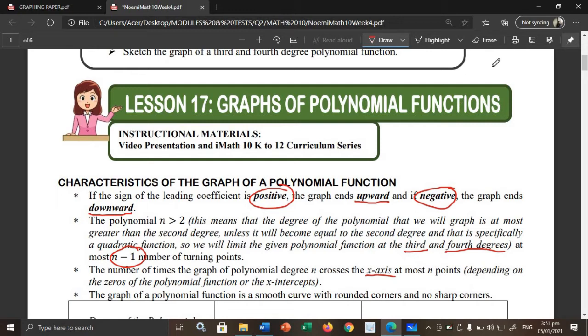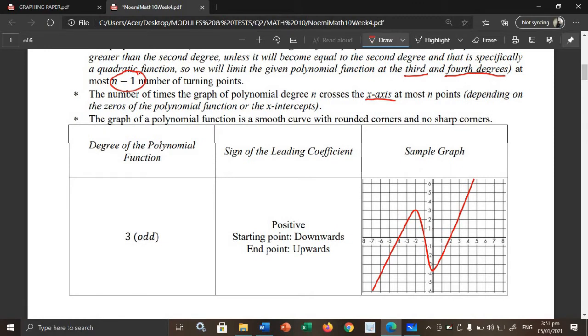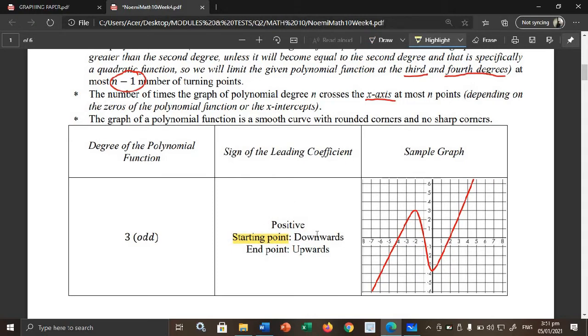Okay? So first, let's talk about the graph of a third degree function. So let's say we have the given third degree function. So 3, of course, is an odd number. Let's say the sign of the leading coefficient in the given third degree function is positive. So ang mangyayari sa graph niyan, ang starting point ng graph mo will be downwards or galing sa baba ng Cartesian plane. And then the endpoint should be upwards, pataas na.